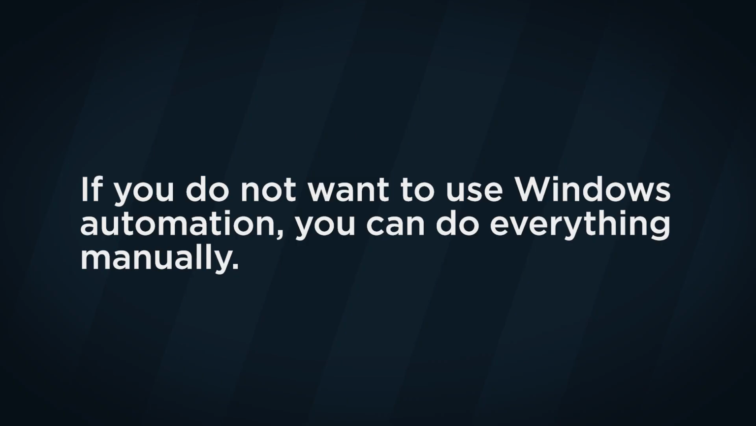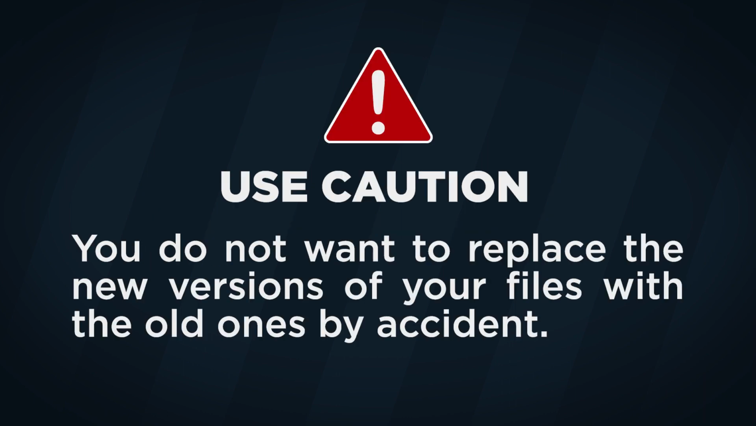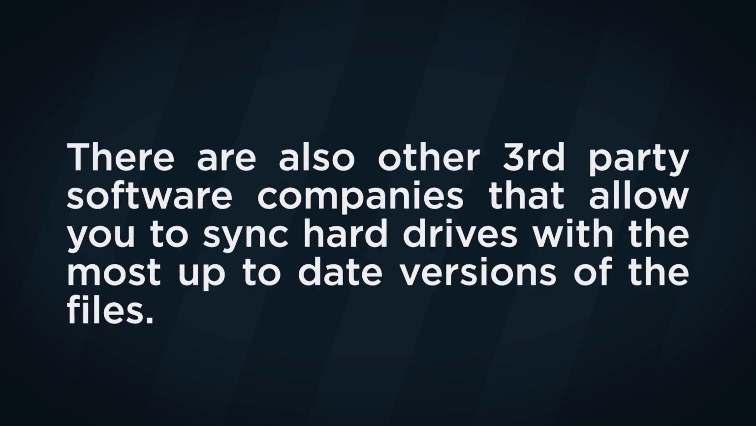If you do not want to manage your backup through Windows Automation, you can do everything manually. Once your backup drive is plugged in, you can drag and drop any files that you wish to back up directly to the hard drive. If you do go this route, be extra careful. You do not want to replace the new versions of your files with the old ones by accident. There are also other third-party software companies out there that have developed programs to sync hard drives with the most up-to-date versions of the files.